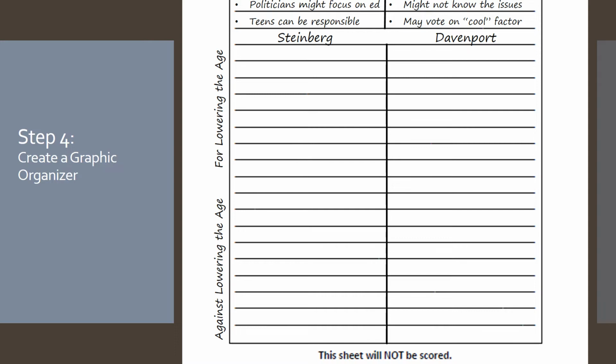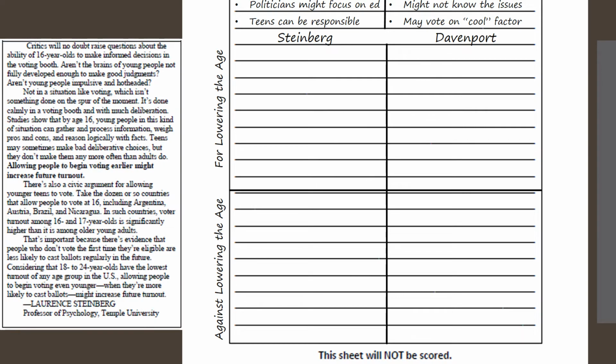But I want to be clear with what I'm looking for when I write this on my left side. I'm going to divide my graphic organizer in half so I know that those things are going to be split up. Bullet points as to what should be under the Steinberg column, either for lowering the age or against lowering the age.